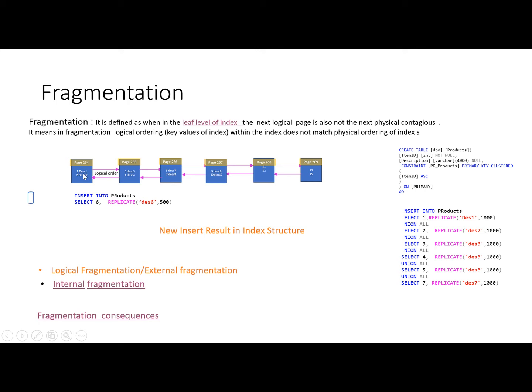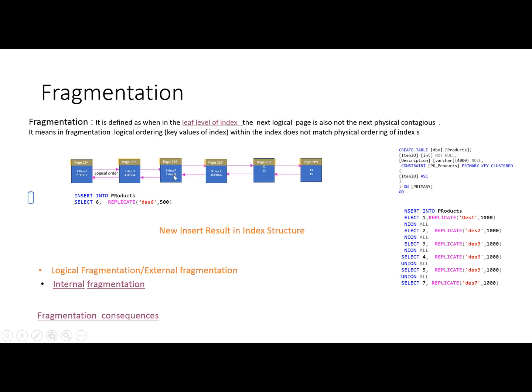What is logical fragmentation? In logical fragmentation, the next logical page is not the next physically contiguous page. This is known as logical fragmentation or external fragmentation. For example, this is the allocation order of the pages on the leaf level of the index. The logical order, represented by these arrows, and the physical order are all the same. They are all in order, so there is no fragmentation.